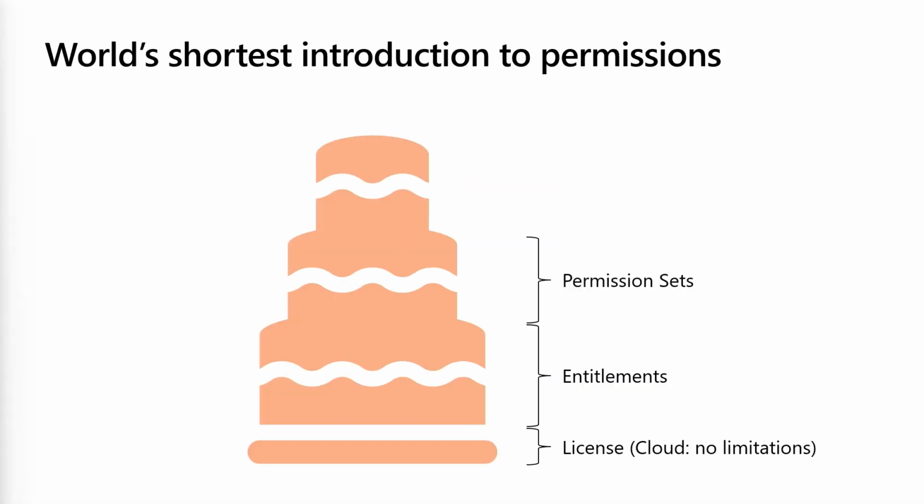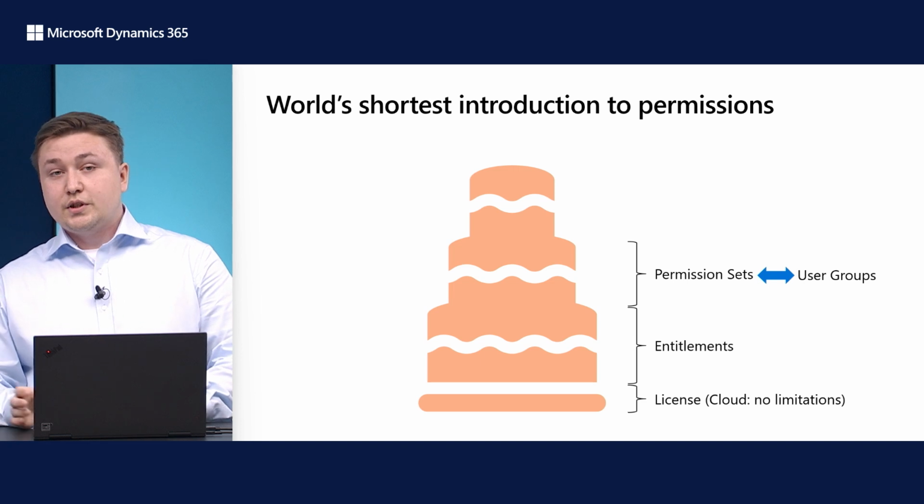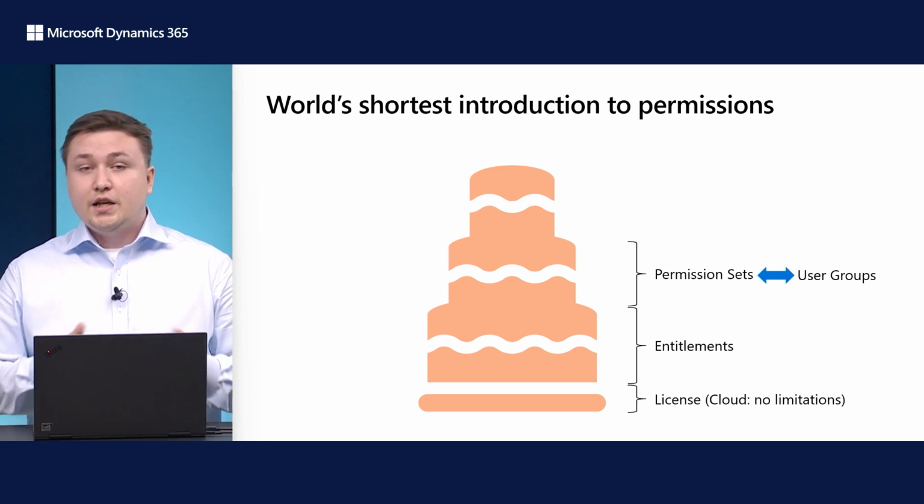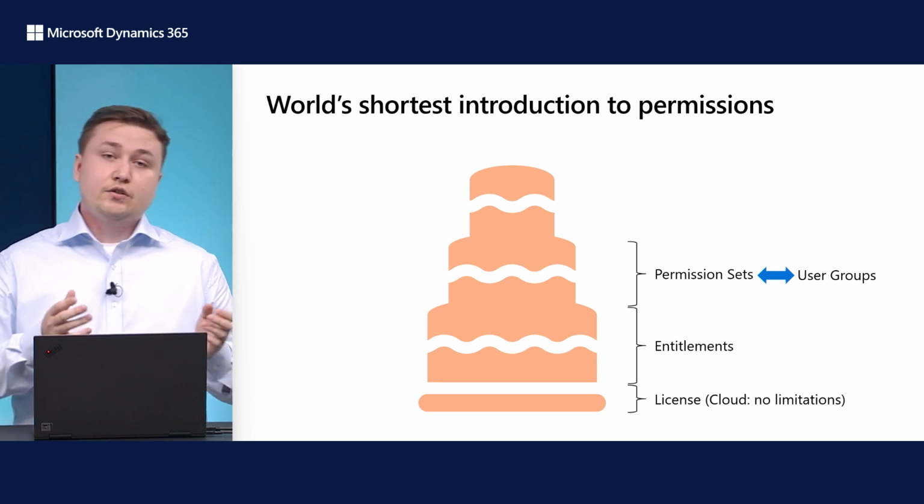Then we have permission sets. A permission set describes a group of permissions, and you cannot edit permission sets provided by Microsoft or extensions. We also have user groups here. User groups are simply a list of permission sets. So a user group can be assigned any number of permission sets, and a single user can have 0 or more permission sets and 0 or more user groups.